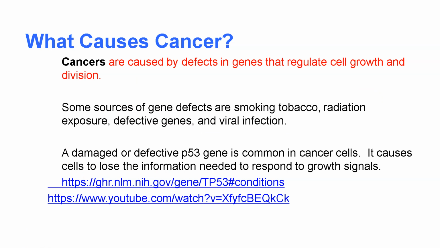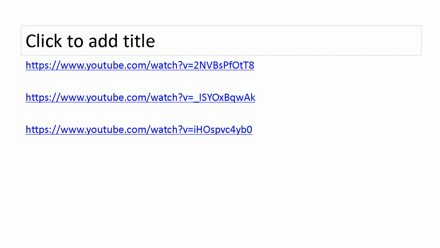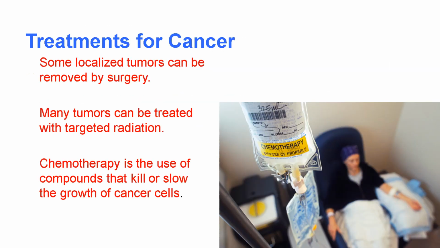Even a P53 gene. Again, we can look at that later on. BRCA1 and BRCA2 are human genes that produce tumor-suppressing proteins. When these genes are altered, higher risk of breast cancer. Okay? What are some treatments for cancer? Surgery, radiation, chemotherapy.